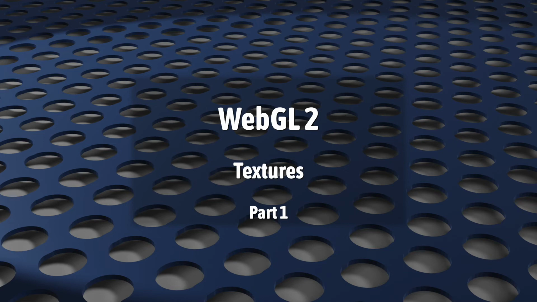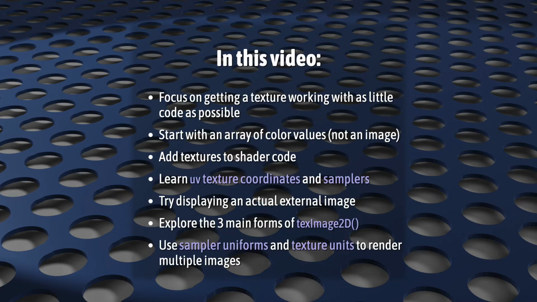It's time to look at WebGL textures. In this video, we'll try to get a simple texture working on our canvas with as little code as possible. In our first attempt, and just for simplicity, we'll try using an array of color values rather than an actual external image. We'll see how easy it is to add a texture to your shader code. We'll learn about UV texture coordinates and samplers.